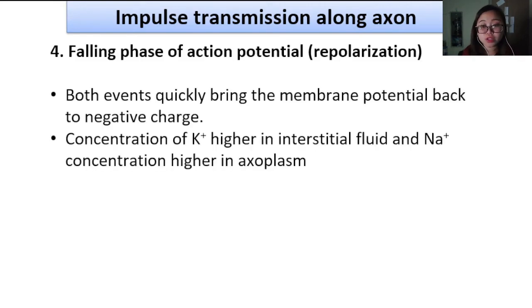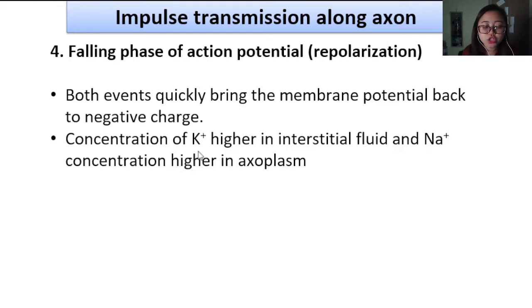Talking more about the stage number 4, both these events will quickly bring the membrane potential back to negative charge. So dari tadi dia 35 millivolts. Sodium ions tidak boleh masuk sudah. Potassium ions keluar dengan cepat daripada membrane. And that makes us go back to negative.